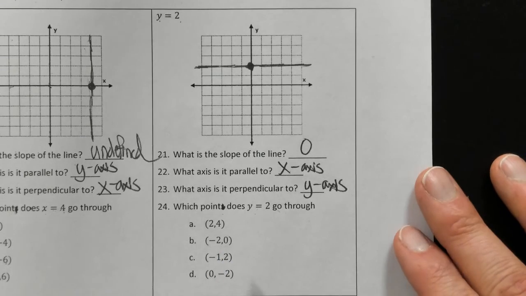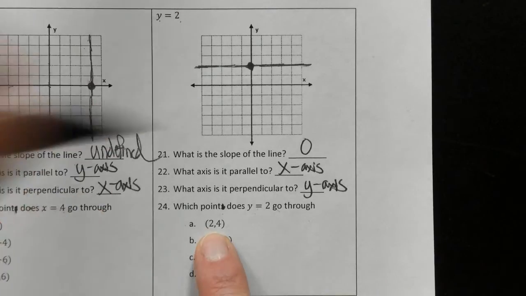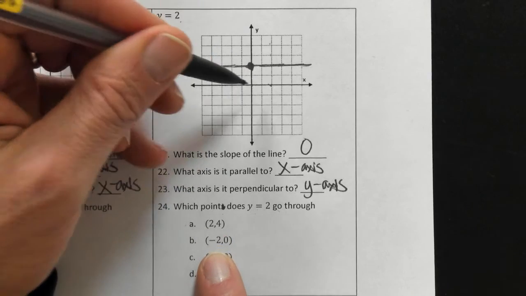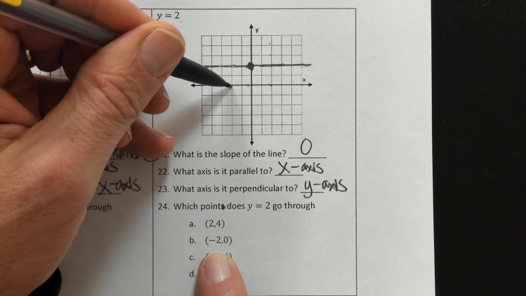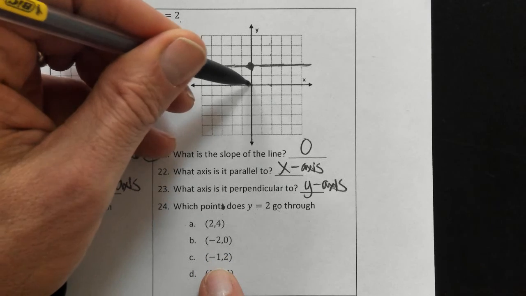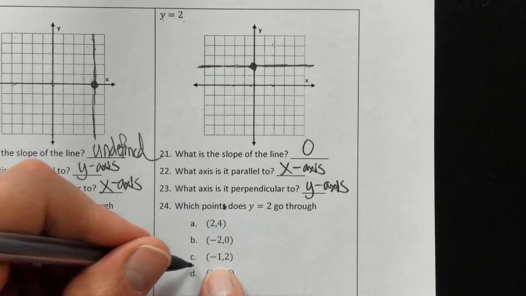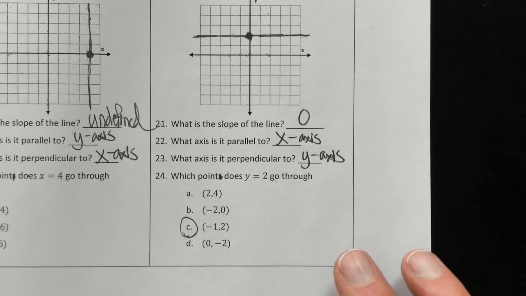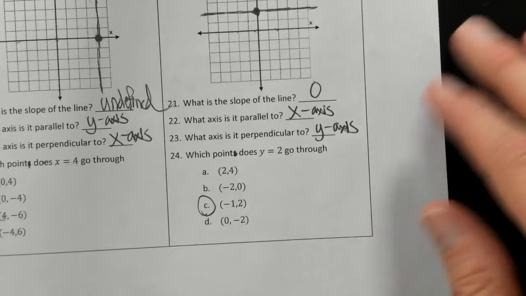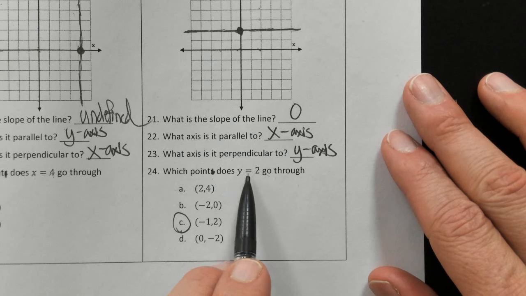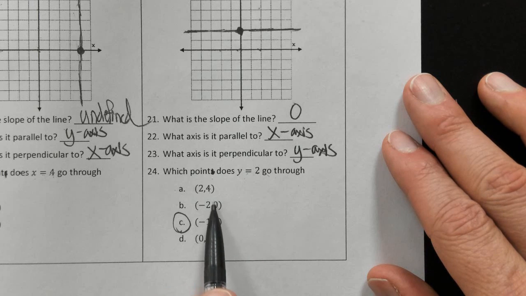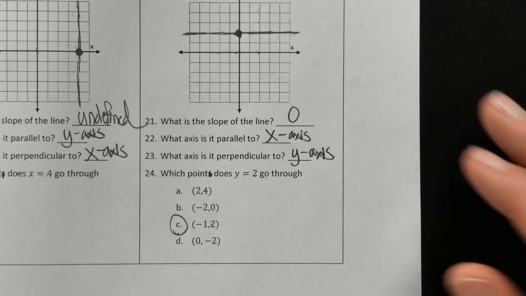Again, I could check these points one at a time. I go over 2 and up 1, 2, 3, 4. That point's not on the line. Negative 2, 0. That point is not on the line. Negative 1, up 2. That point is on the line. And then 0, negative 2. That point is not on the line. But like I've told you before on the other problem, if it's y equals 2, then a point on the line would be any point that has 2 as the y-coordinate. So the y-coordinate of 2, that's going to be your right answer right there.